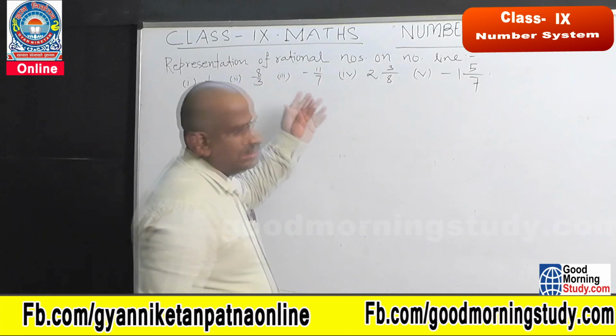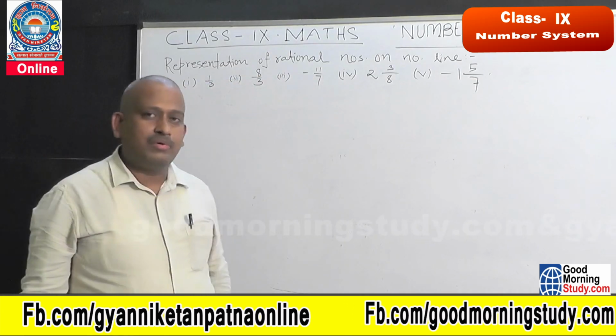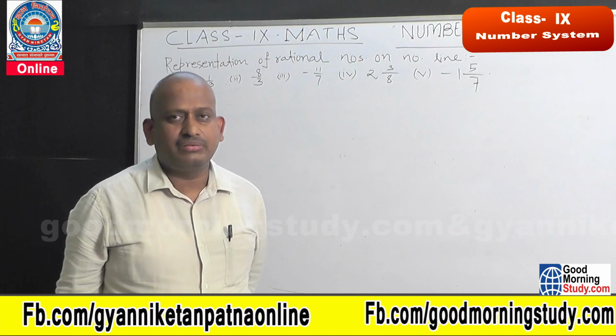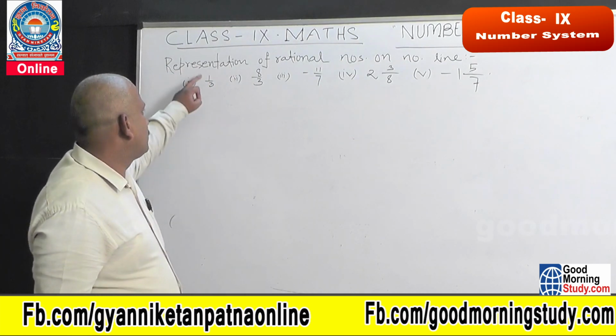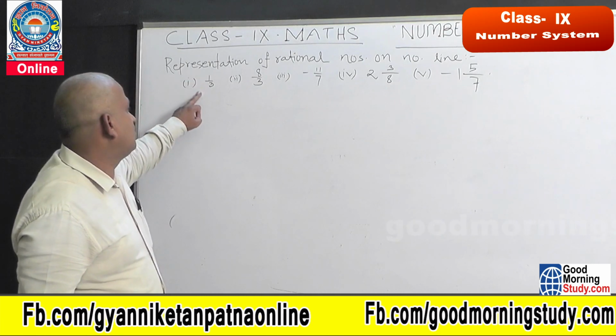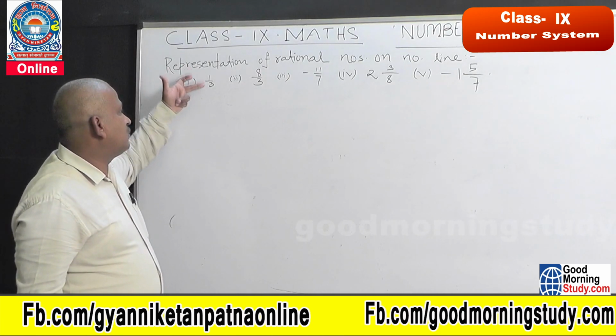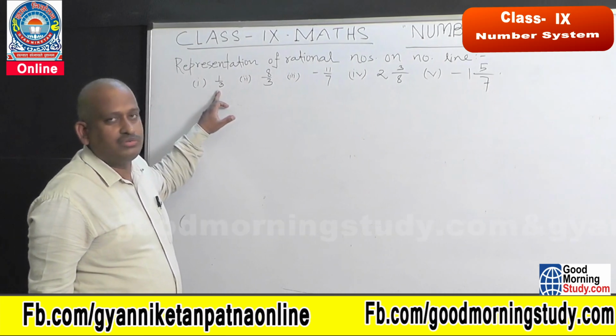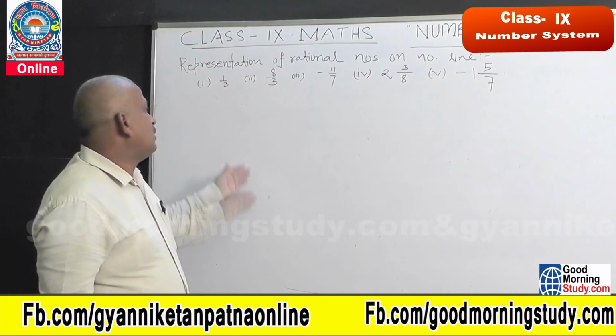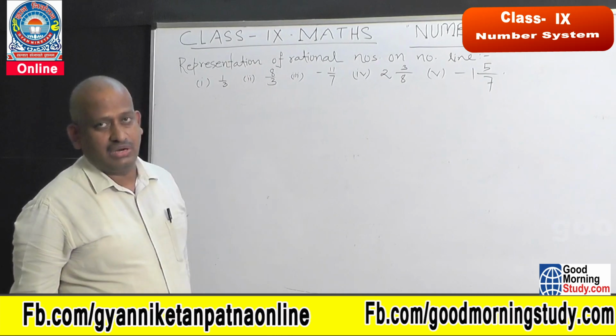These are rational. And this rational term I have already explained in my previous class. Once again I am recalling you. It is of the form P by Q. 1 by 3, it is of the form P by Q, where P and Q are integers. 1 and 3 both are integers, and this 3 is not 0. Q should not be 0. Denominator should not be 0. So these all are the rational numbers.